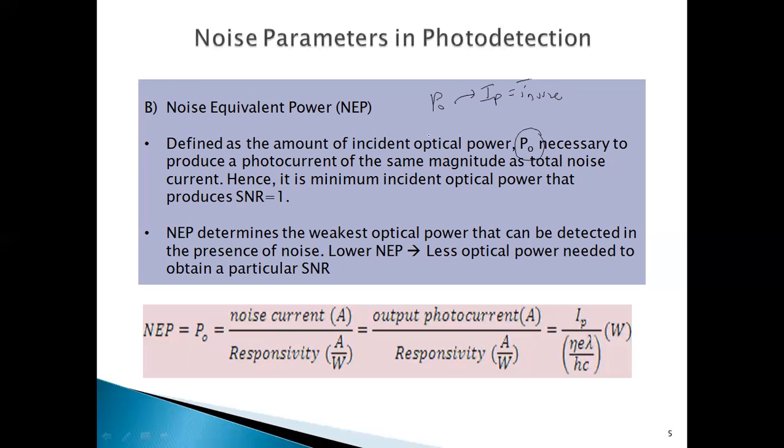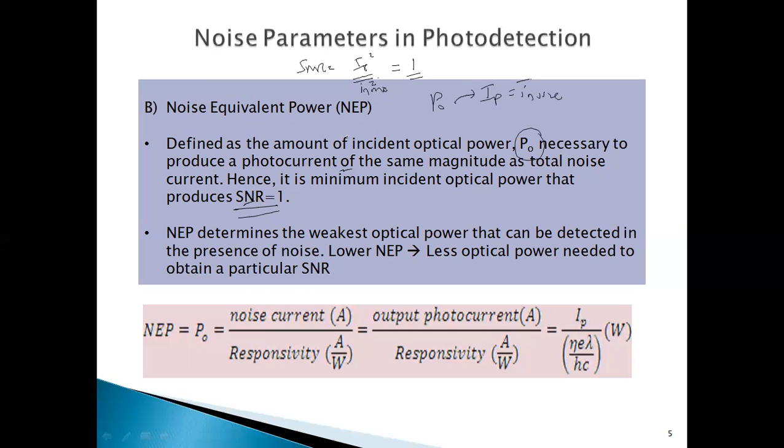Based on the definition of SNR just now, SNR equals I P squared over I noise squared. So when IP and I noise are the same, the SNR value equals 1. So the NEP is the incident optical power to your detector that will produce an SNR of your receiver equal to 1. That is what is meant by the NEP.